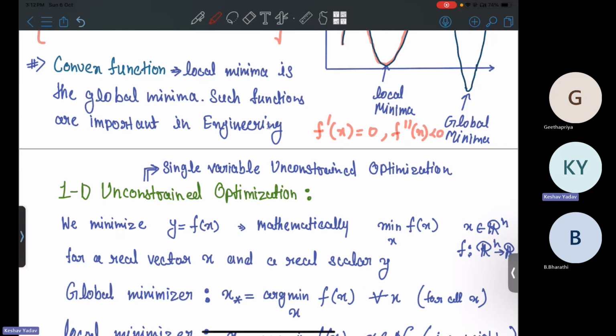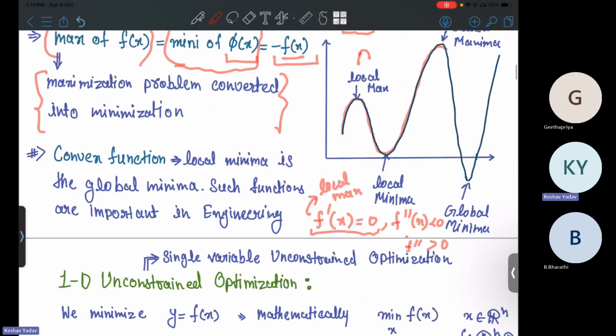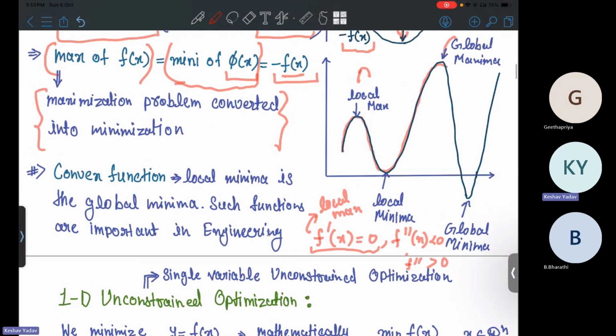If f double prime is less than 0, then there will be a local maximum. Similarly, if f prime is equal to 0 and f double prime is greater than 0, then it will be a local minimum. So the global maxima is defined as the maximum of all the local maxima. Similarly, global minima is defined as the minimum of all the local minima.